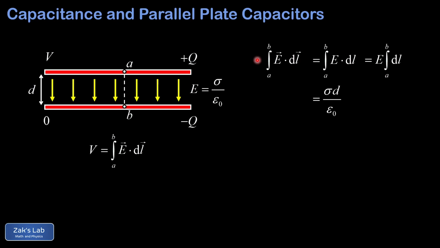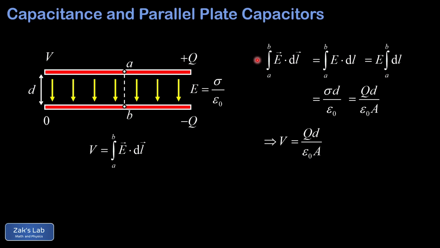Next, we replace the charge density, sigma, with the charge divided by the area. So we replace sigma with q over A, and we end up with a result for the path integral of qd over epsilon 0 A. So there it is. The potential difference between these two plates is q times d over epsilon 0 A.